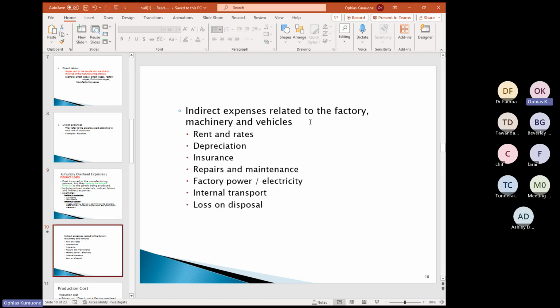Indirect expenses again, we've got indirect expenses for the factory, machinery and vehicles. This includes rent and rates. You need to pay rent. If you don't pay rent, it becomes a big problem. People are expected to pay rent.